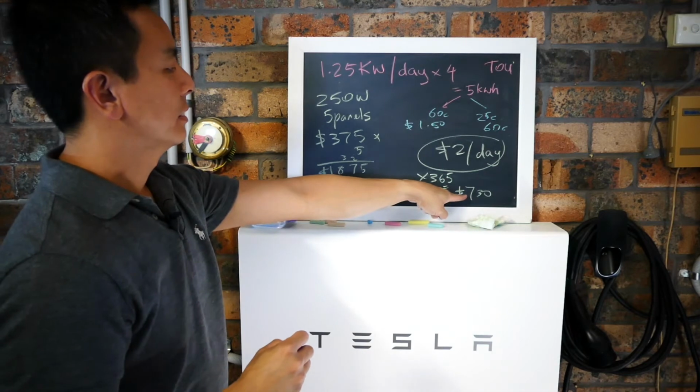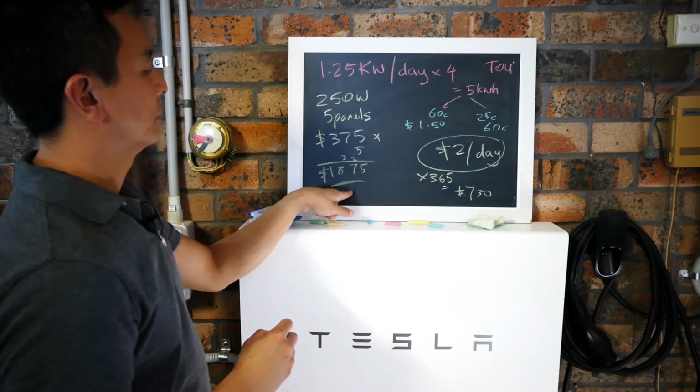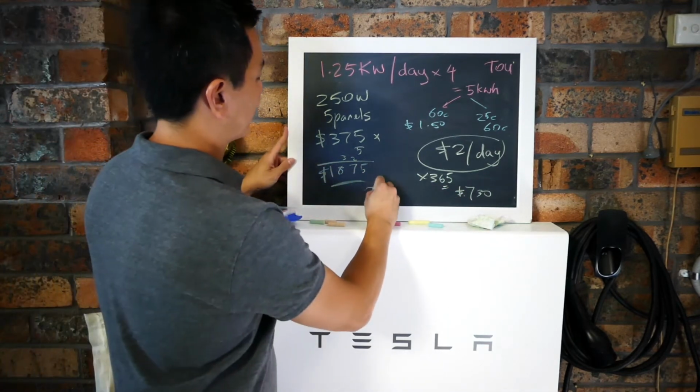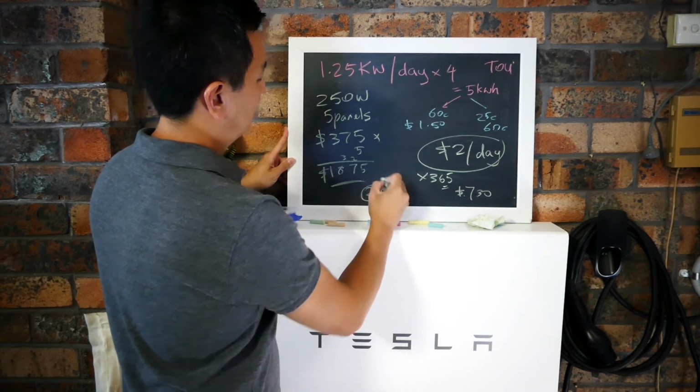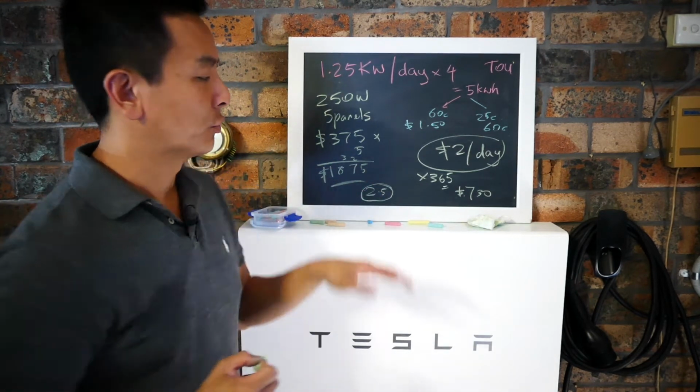$1,875. $730 goes into $1,875 about 2.5 times. So in about 2.5 years, you will get your money back.